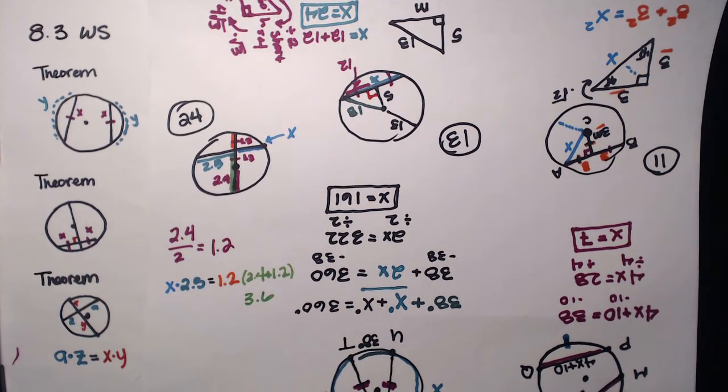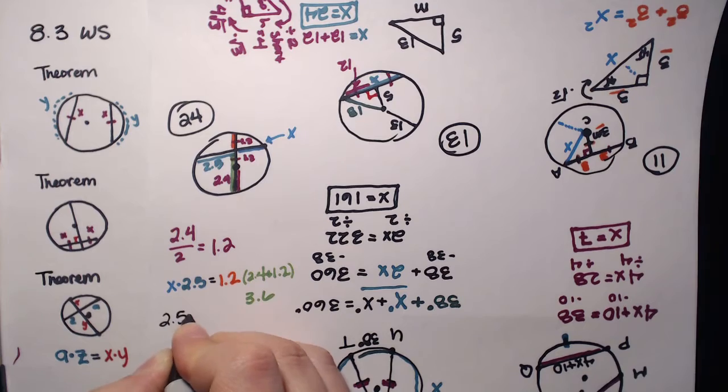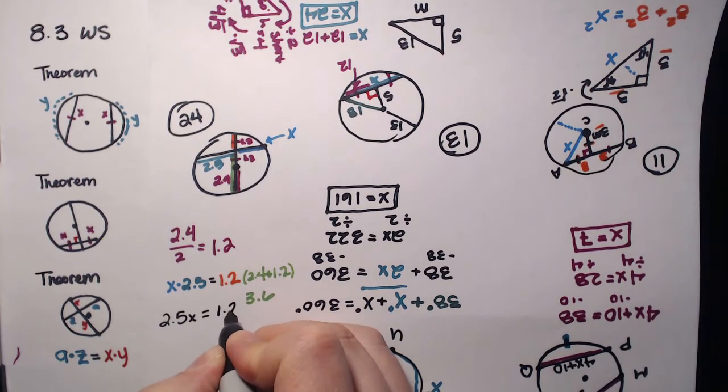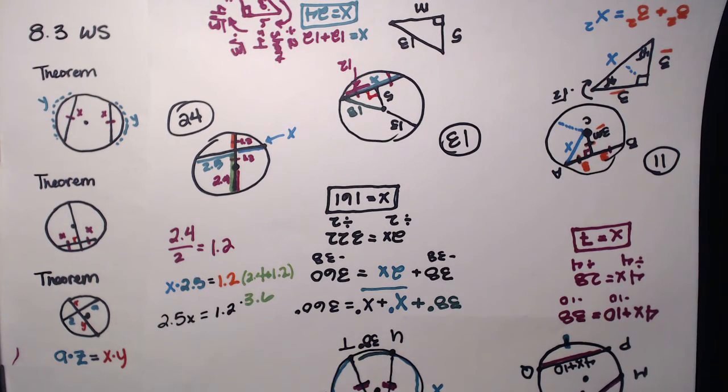So there was kind of a lot of addition going on here, but basically I have 2.5x is equal to whatever 1.2 times 3.6 is. I'm not looking at the right problem. I think my answer key is wrong on this one. So yeah, 3.6. Yeah, that should be 3.6.